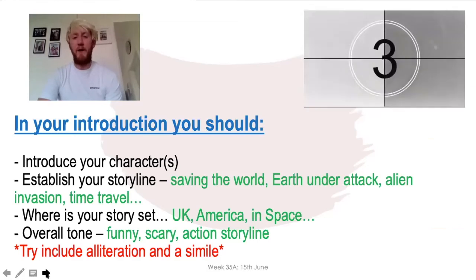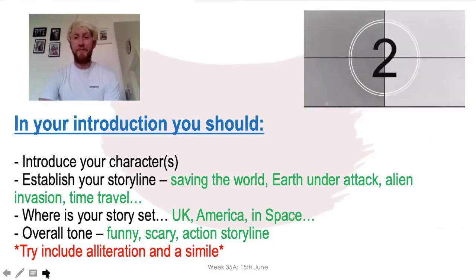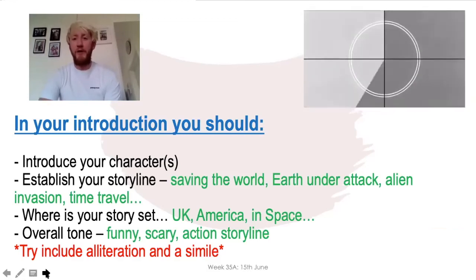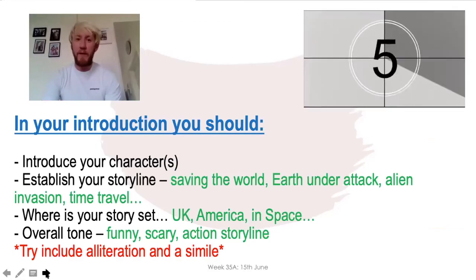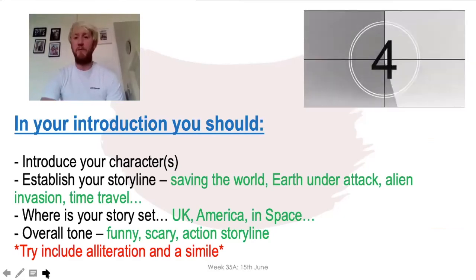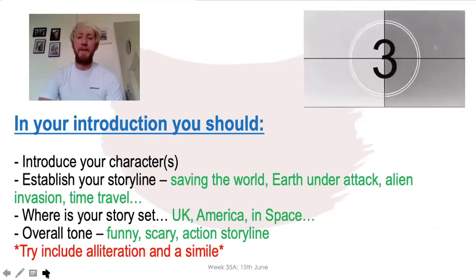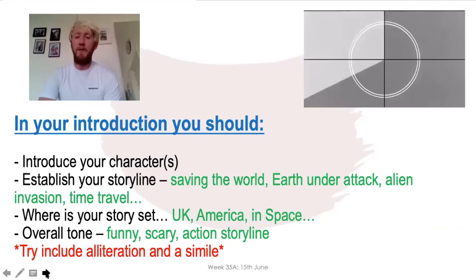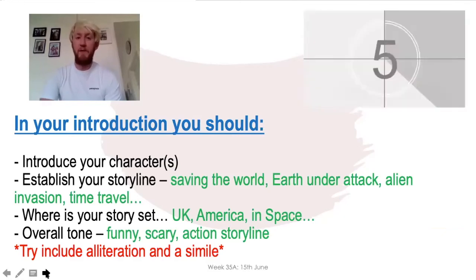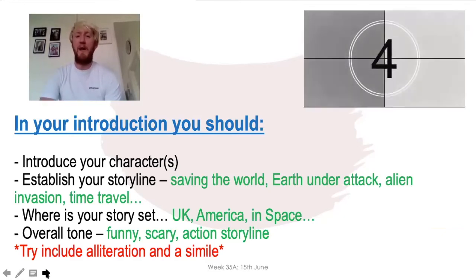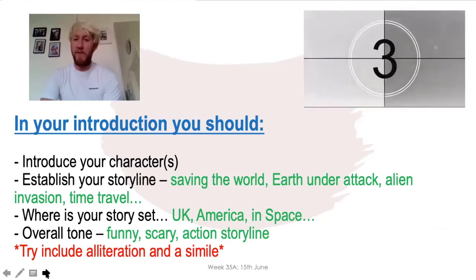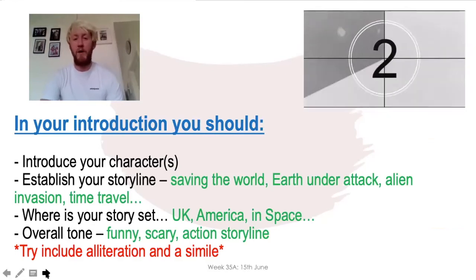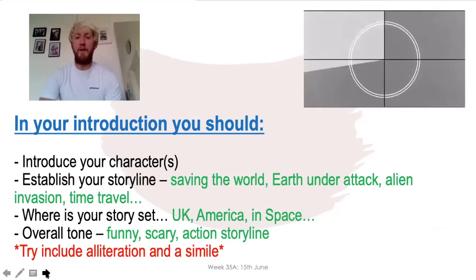Overall tone, are you writing a comedy? Is your story going to be more action and thriller based, or is it going to be quite scary? There are going to be some dark moments in there for your audience. You might notice as well, there's some writing in red. I want you to try and use some form of alliteration and a simile if you can. If you can use both, fantastic. If you can only use one, you've still given it a real good effort.